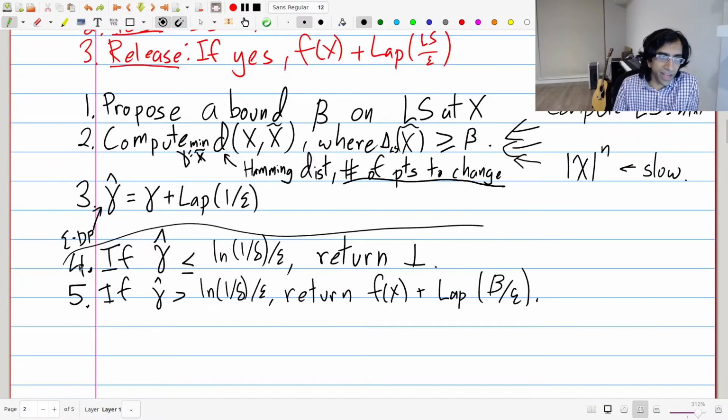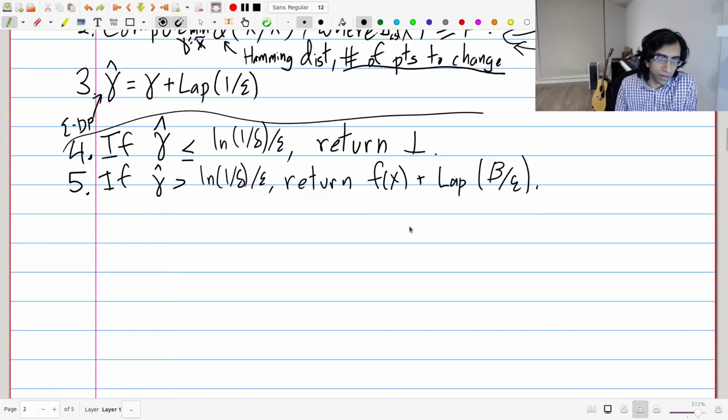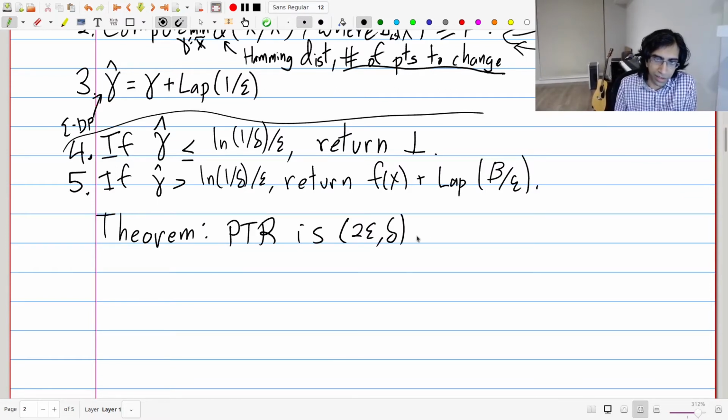So that's the vague idea: we pay epsilon for the first half, we pay epsilon for the second half, and we allow an additional delta in the delta approximation in case we were wrong here. Okay, so let's actually prove this formally. So what is the theorem? The theorem is the following: that PTR, proposed test release, is 2 epsilon delta DP. Great. So let's see the proof.